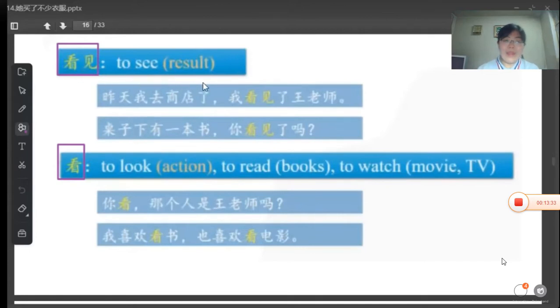For example, there are many meanings of 看. Firstly, look. You point: look, there is a puppy. 看，那里有一只小狗。Look shows us the action.